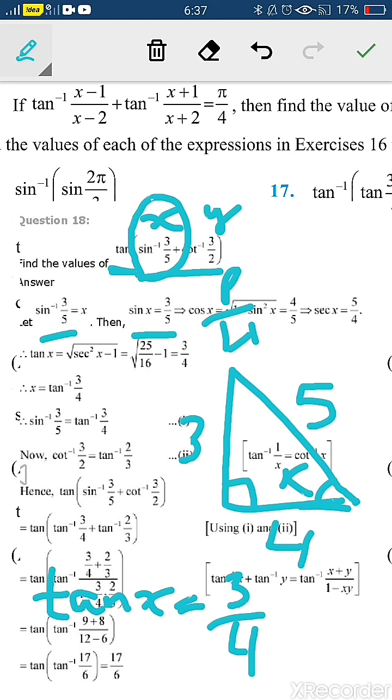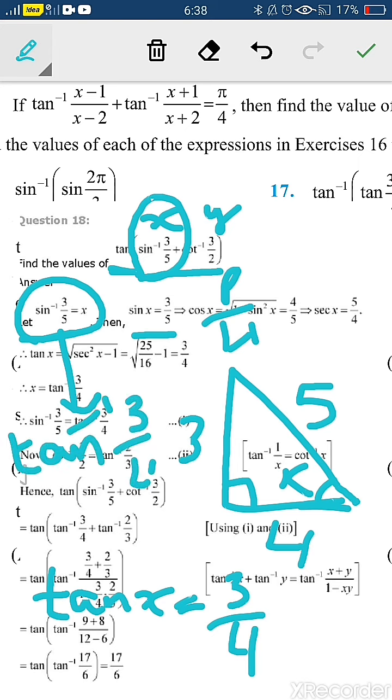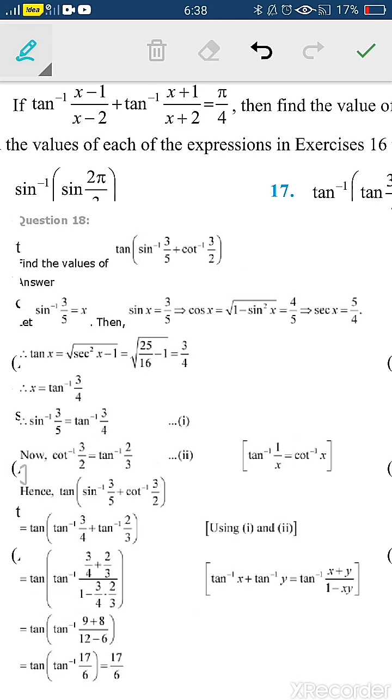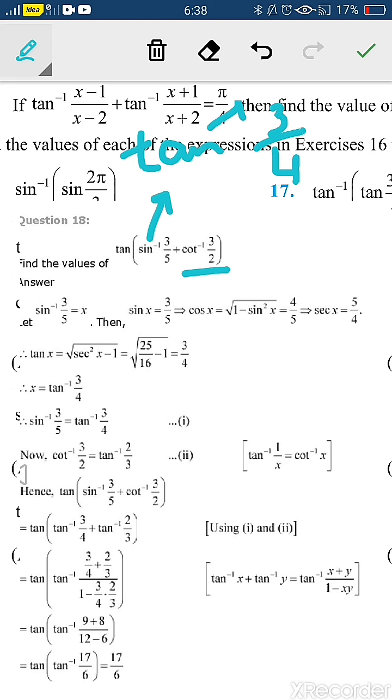So we have converted this sine inverse 3 by 5 in terms of tan. So what is x now? That is tan inverse 3 by 4. So it becomes tan inverse 3 by 4. I hope this is clear to you now, right? So let us write it here, it becomes tan inverse 3 by 4. Now coming to this, cot inverse 3 by 2. Let us say cot inverse 3 by 2 is equal to y.